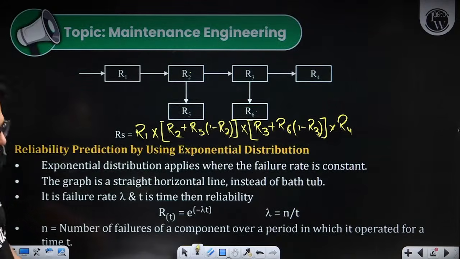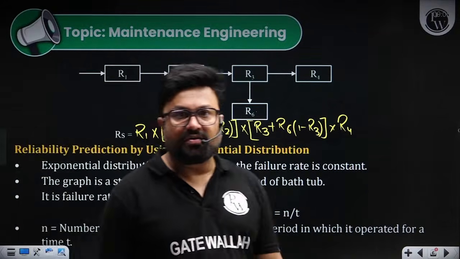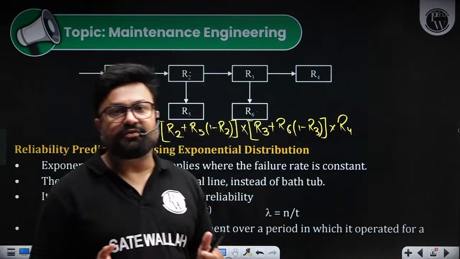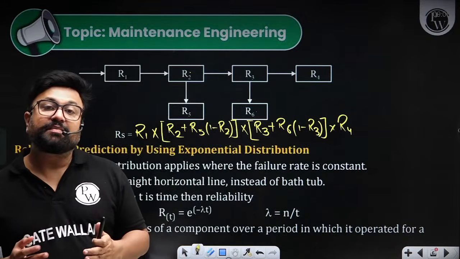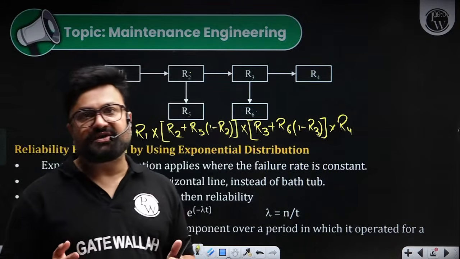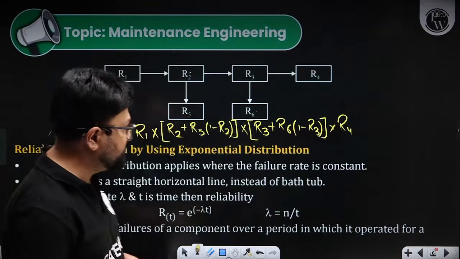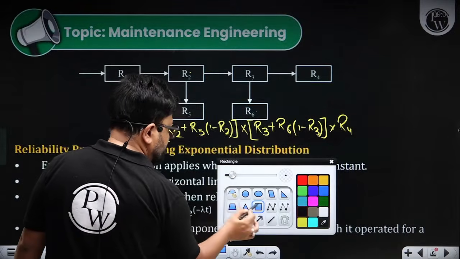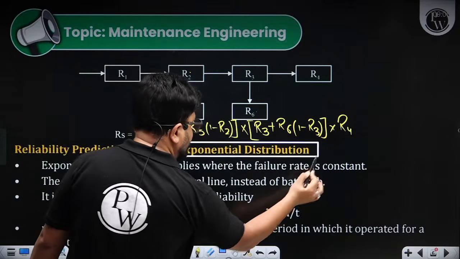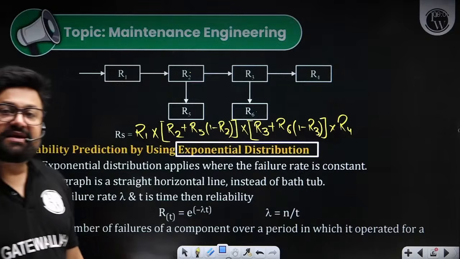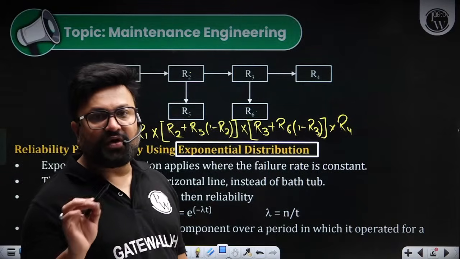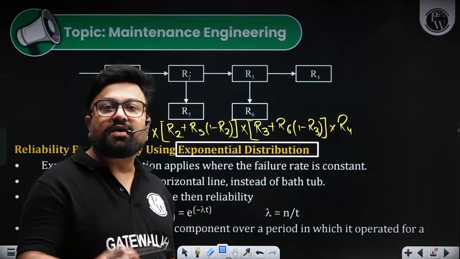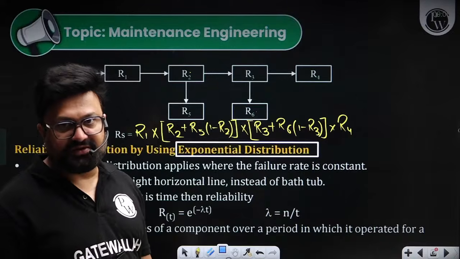Now, how can you predict the reliability? You can predict the reliability by series and parallel configuration. Also, the reliability can be predicted by using the exponential distribution. So this is the exponential distribution by which you can calculate the reliability of a product. The main thing is that you need to remember the formula of the exponential distribution, I mean, how to calculate the reliability with the help of exponential distribution.